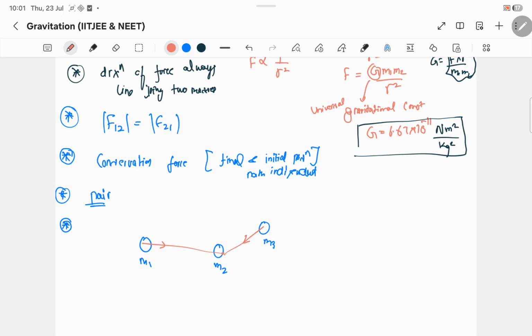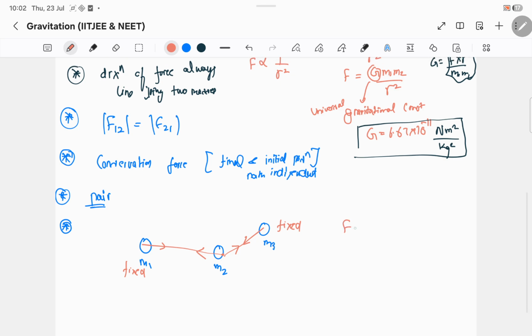Okay, and in the same way m3 is attracting m2 and m1 is attracting m2. So if I say that m3 and m2 are fixed, then now m1 and m3 are attracting this. So you can write the total attraction force on m2 is force on 2 by 1 plus force on 2 by 3. Okay, and this will be a vector, a force vector like this. One is like this, one is like this.